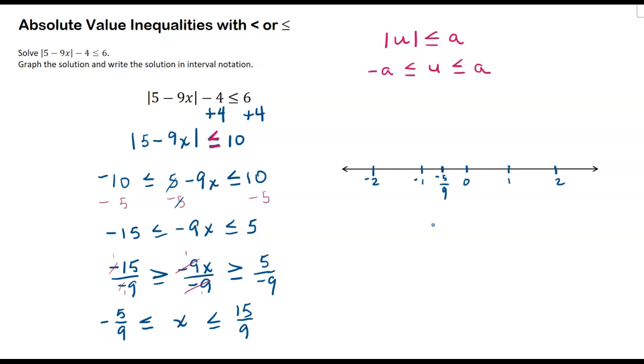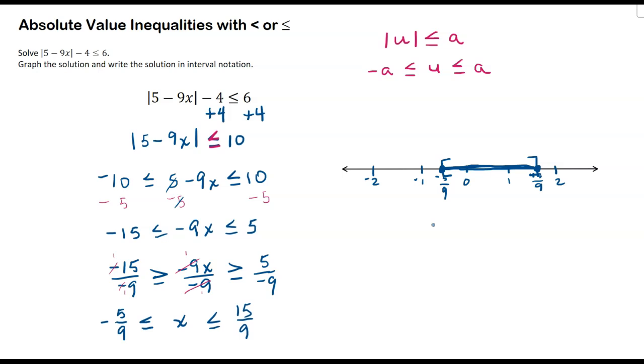Okay, and then 15/9 is actually equivalent to 1.6666, right? And so I'll put that right about right here, and I'm going to mark this 15/9. Now both endpoints are included, so I'm going to use brackets. Some of you may want to use a closed circle. That is also correct. Okay, and that would look like this, and you can fill in the interval between your closed circles or your brackets.